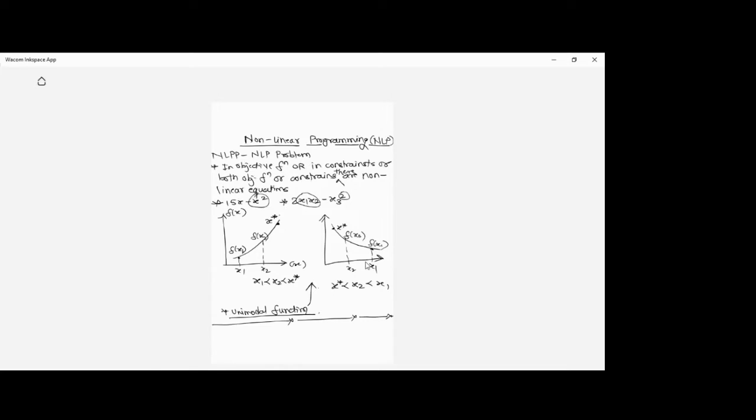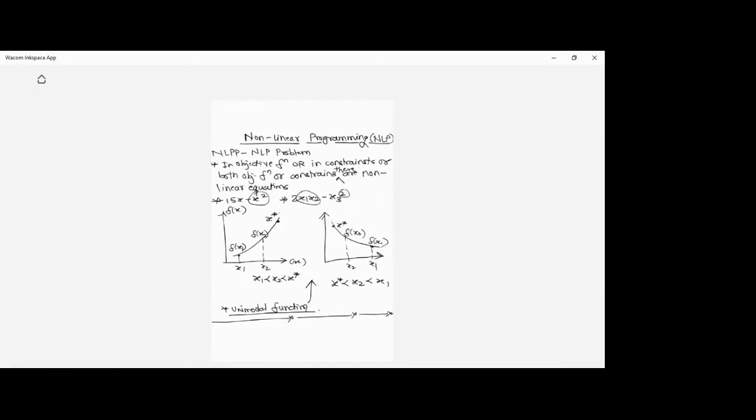Now, what we are going to see in a few of these lectures is that we may be given an objective function. Let's say we have an objective function.